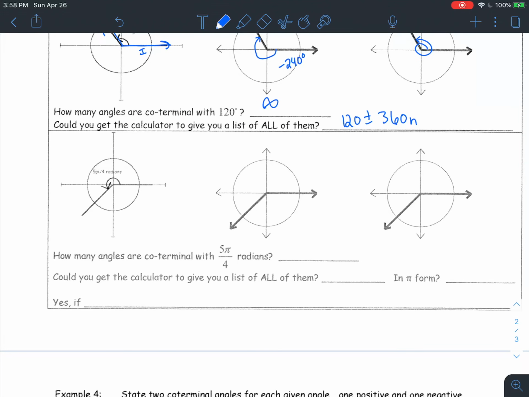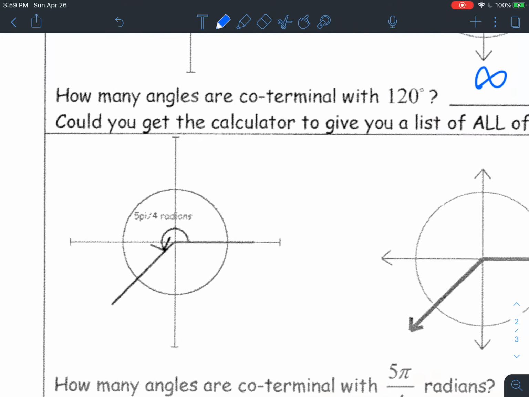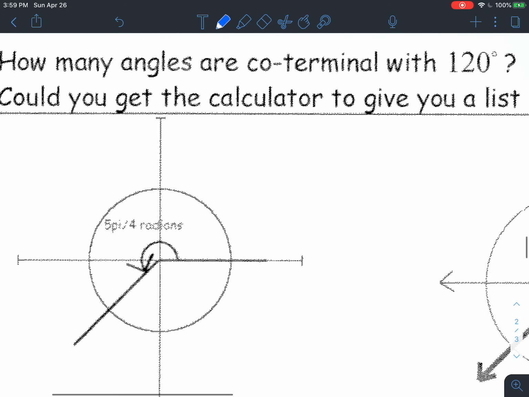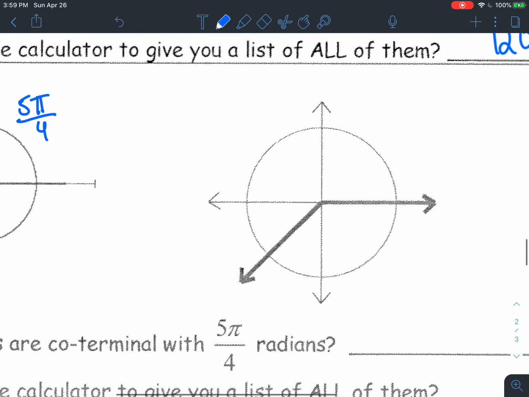In radians, the big difference here is that instead of adding or subtracting 360 to get a full rotation, because 360 is not a full rotation in radians, 2 pi is the number that represents one full rotation in radians. So here we're dealing with, it's hard to see on my page, but this is 5 pi over 4, the angle that we're starting with. So again, if I want to go backwards instead, I would be doing 5 pi over 4 minus 2 pi.